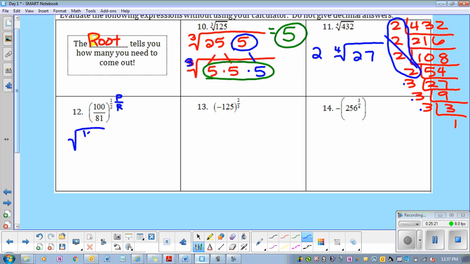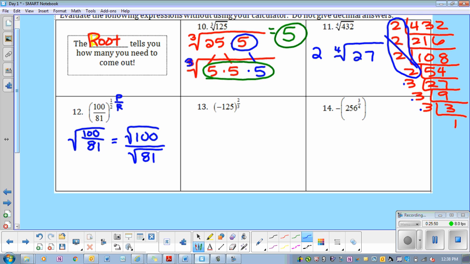So then that's just the square root of 100 over 81. The power is 1, so I'm not going to write that. That looks funny, right, when you have a big fraction inside a square root. But this is actually the same as if you were to split it up and say the square root of 100 over the square root of 81. You can do that, see if that helps you simplify it.